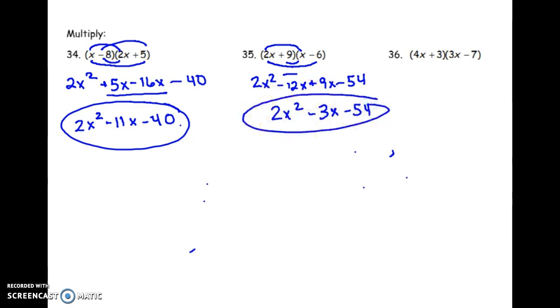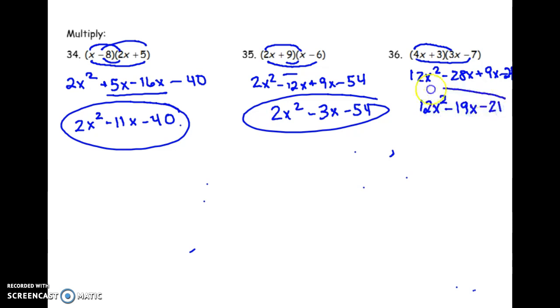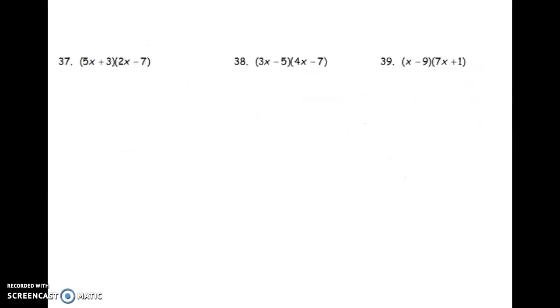For 36, my first would be 12x squared. My outer would be negative 28x. Inner would be 9x. And last would be negative 21. Whoops, running out of space. So now when I combine my like terms, I'd have 12x squared minus 19x minus 21. Why don't you pause the video here and try some of these on your own, and when you come back, we can check them.